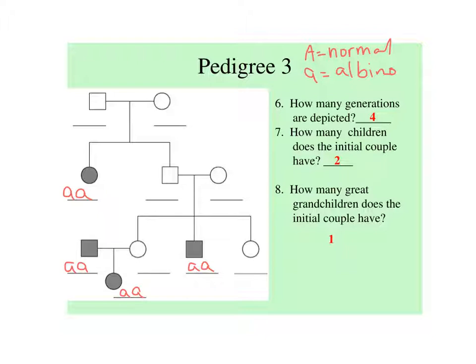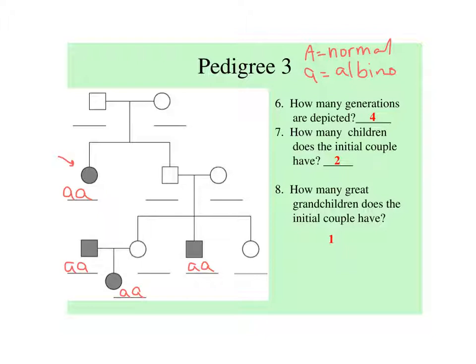All right, so let's start at the top. Well, we see this person right here has two little a's, two recessive alleles. And once again, that's a girl because it's a circle, there's only one place that she could have got those two recessive alleles from.